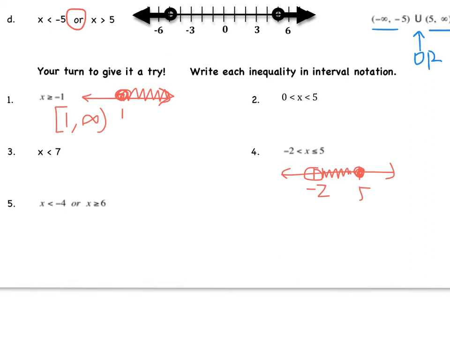So in this case, my lowest number is -2. My highest number is +5. -2 is an open circle. It's not included, so it gets a parenthesis. 5 is a closed circle, so it is included, so it gets a bracket.